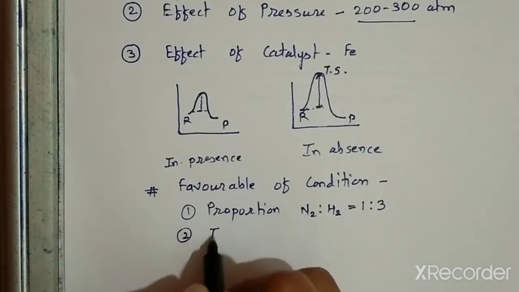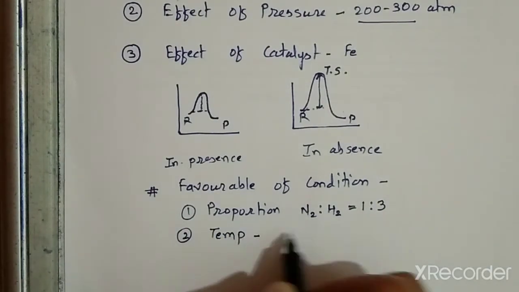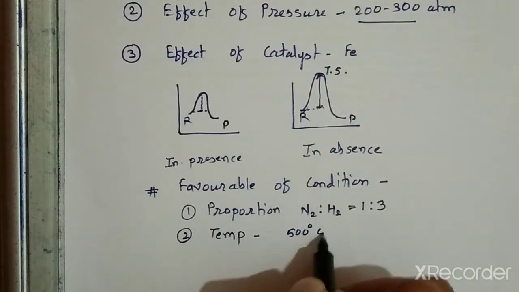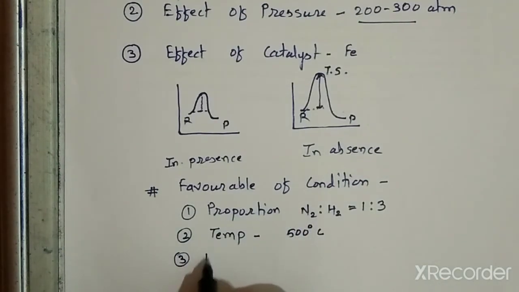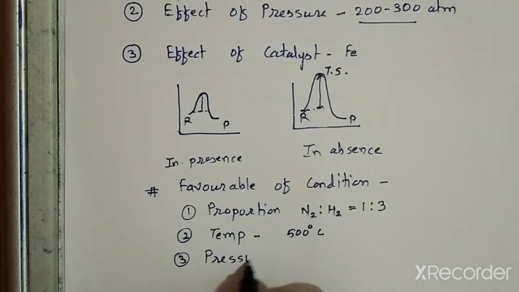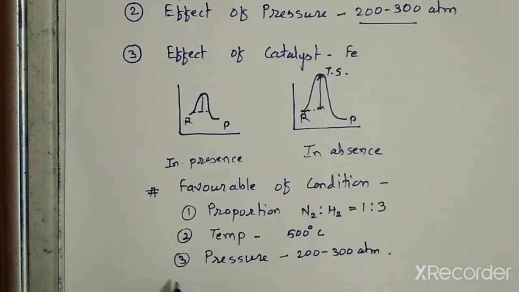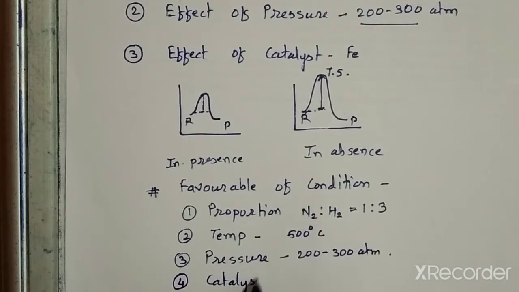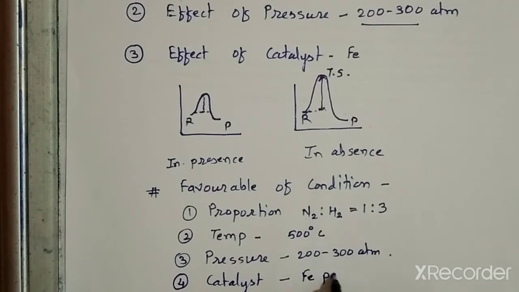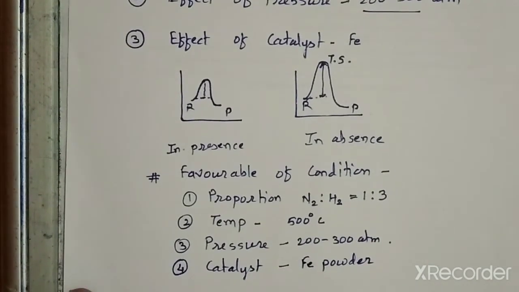Then the second is temperature. What is the temperature range? That is 500 degrees centigrade. Third important is pressure. The pressure required for a better yield of ammonia is 200 to 300 atmospheric pressure. And the fourth important is the catalyst. Which catalyst is needed for this conversion? Finely divided iron powder is needed. And these are the four important favorable conditions for a better yield of ammonia.